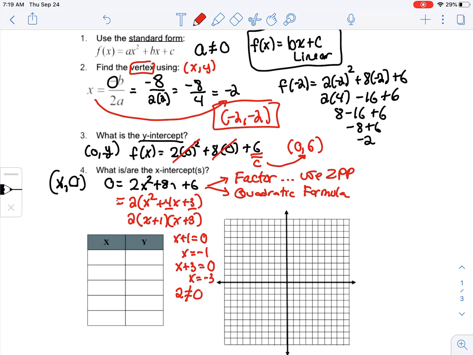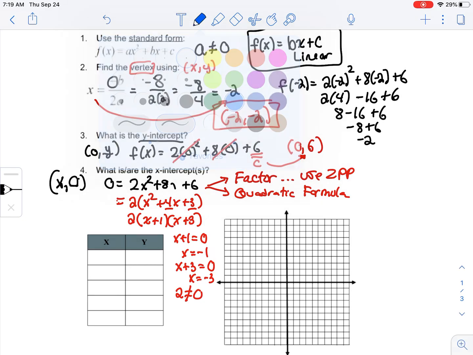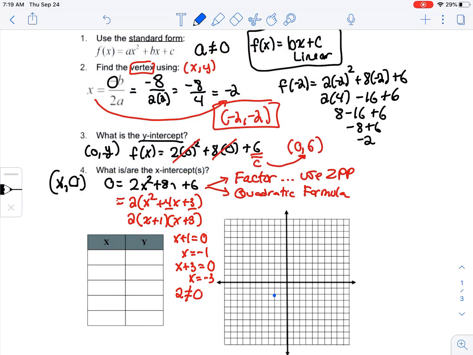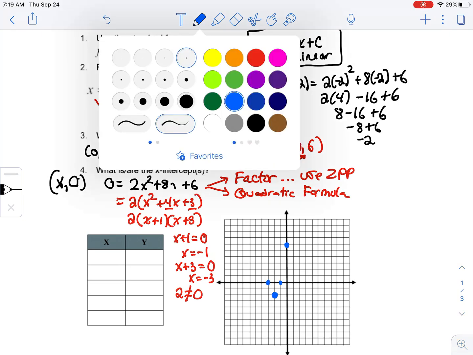So far, we have several points that we can plot. If we start with our vertex at negative 2, negative 2, we have a y-intercept up at positive 6, and we have x-intercepts at negative 1 and negative 3.